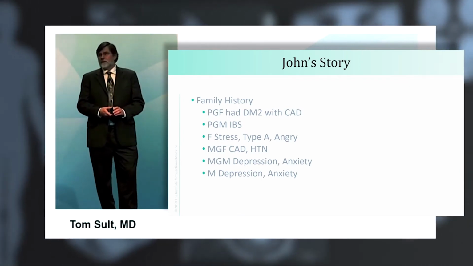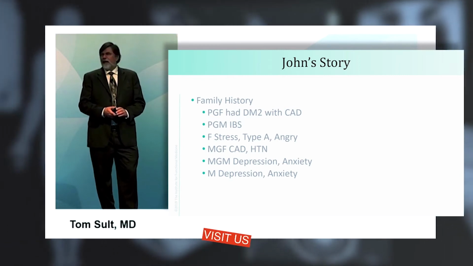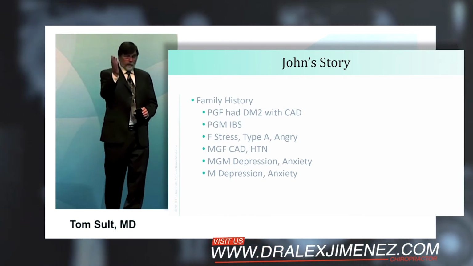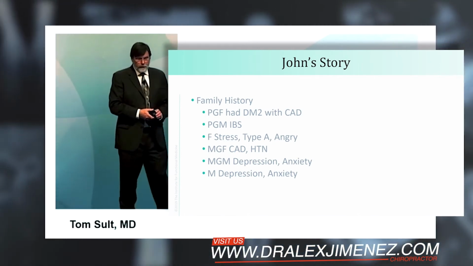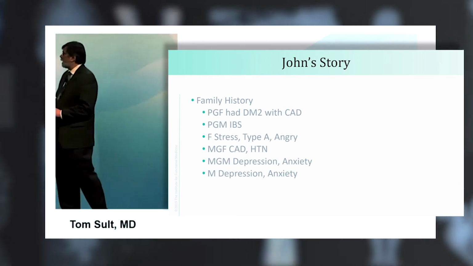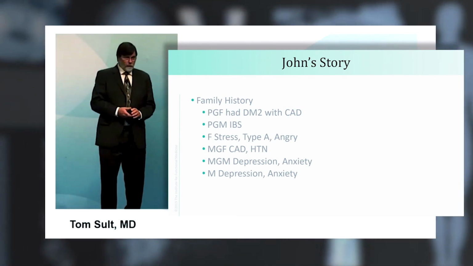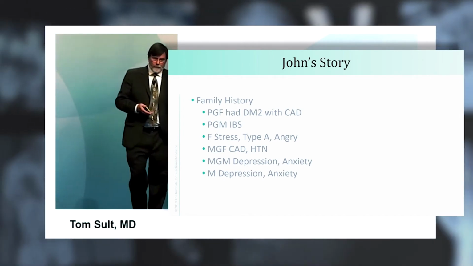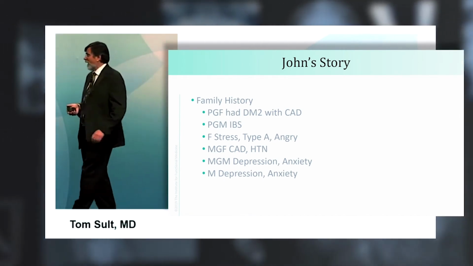Father was a very stressed guy, type A, very angry. Mom had coronary artery disease, and maternal grandfather had coronary artery disease and hypertension. Maternal grandmother had depression and anxiety, maybe from living with the dad, I don't know, or having the dad as a son, maybe. And then mom had depression and anxiety. Maybe from living with the dad.